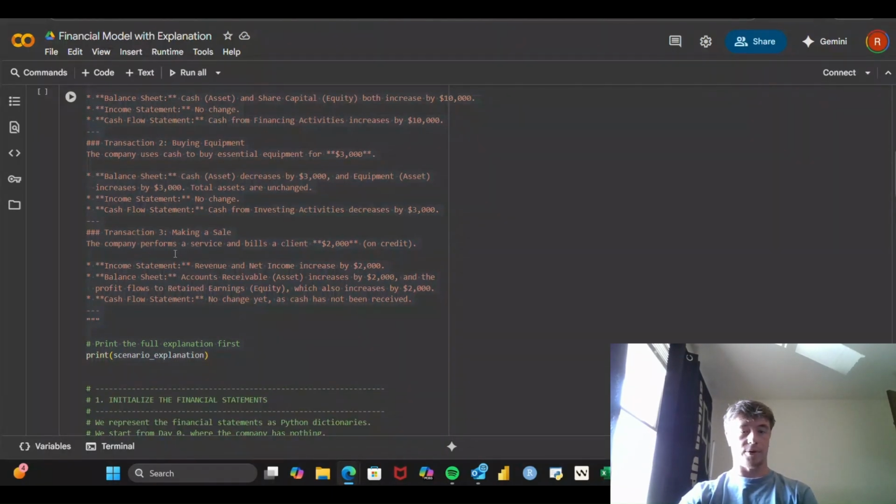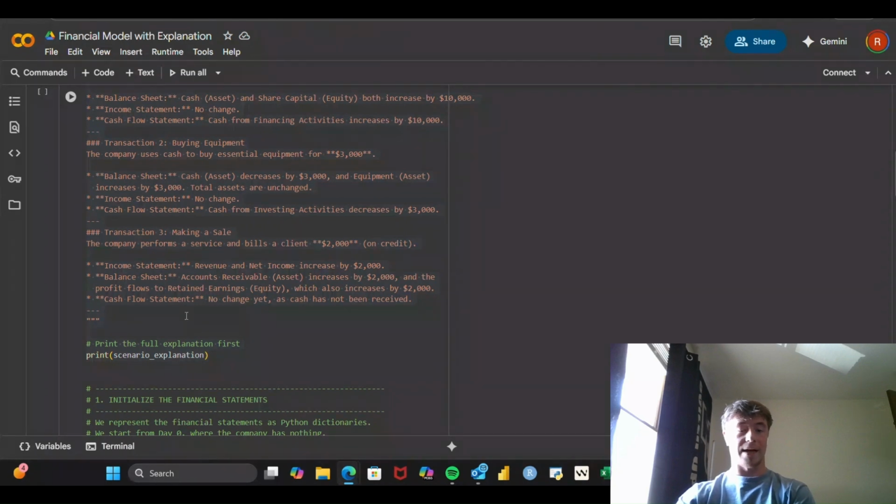Now lastly, for our third transaction, making a sale to a customer. So we bill a client, and on here it says on credit. On the income statement, our revenue and net income would increase because they sent us that money. Now it technically hasn't been delivered yet, but for the income statement, it would increase because we have got that money. Technically, it hasn't come yet, but eventually the transaction will go through and we will actually have $2,000 of profit on there. The balance sheet would increase by $2,000 again because our assets just went up.